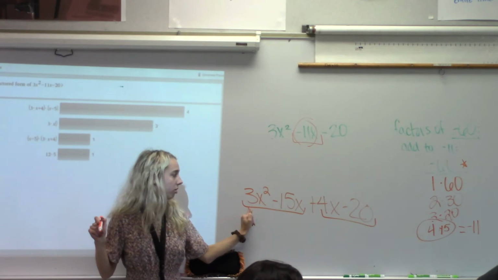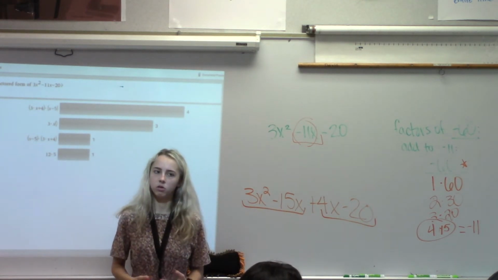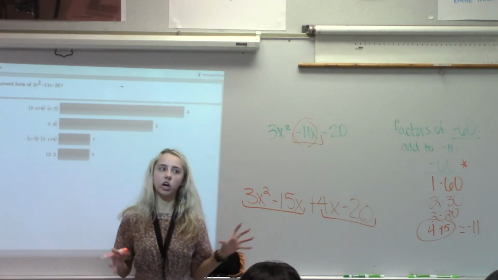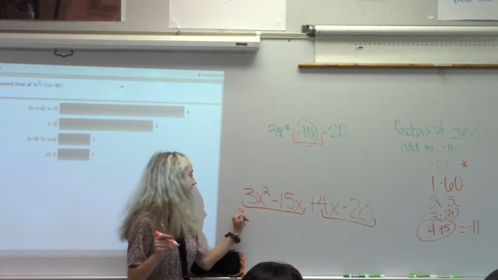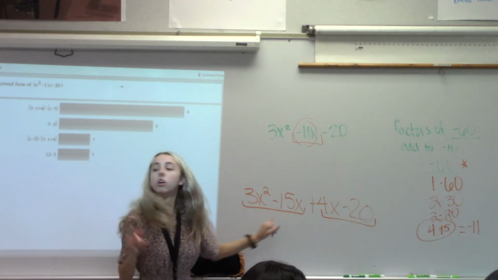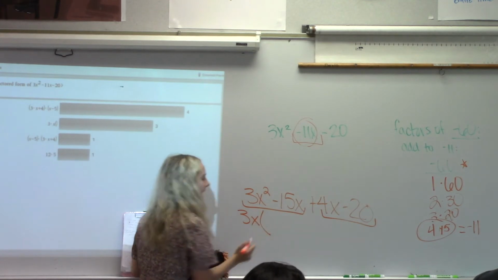In this first group, what would the GCF of 3x squared minus 15x be? 5. Just the greatest common factor between both of them. Does 5 go into both of them? 3. Is there anything else I could factor out that goes into both of these? Okay, so I can factor out a 3 and an x.